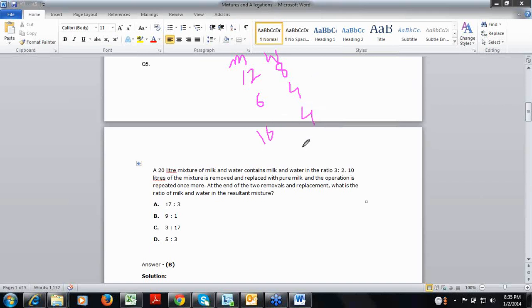4. Now again 10 liters are removed, which means 8 liters of milk and 2 liters of water is removed. Again, how much is added? 10 liters of milk is added. So it is 18 and 2 that is left. So 18 is to 2 is milk is to water, or 9 is to 1. We have option B. Go ahead and mark option B.